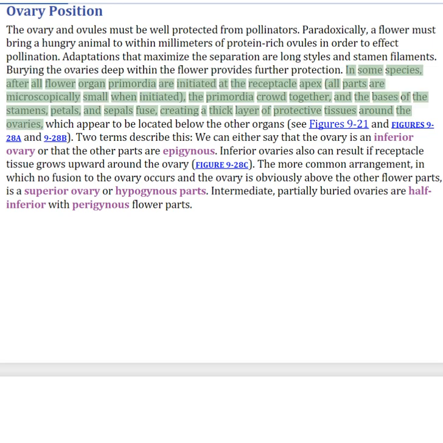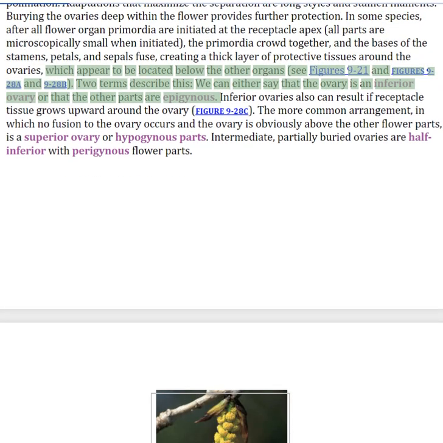In some species, after all flower organ primordia are initiated at the receptacle apex, the primordia crowd together, and the bases of the stamens, petals, and sepals fuse, creating a thick layer of protective tissues around the ovaries, which appear to be located below the other organs.